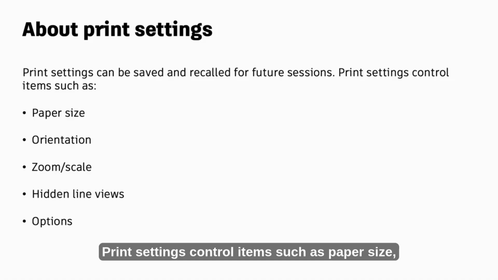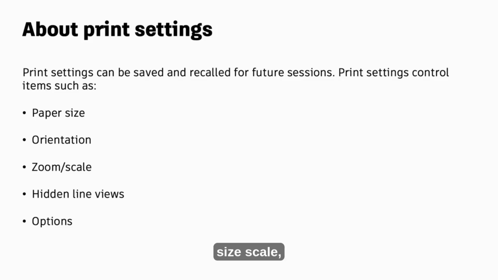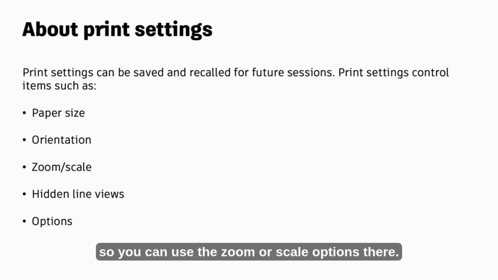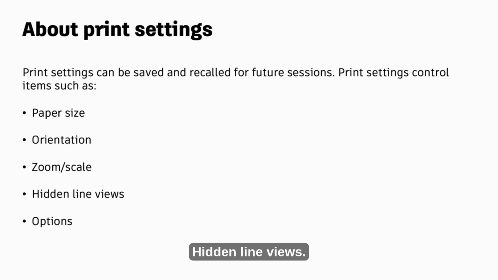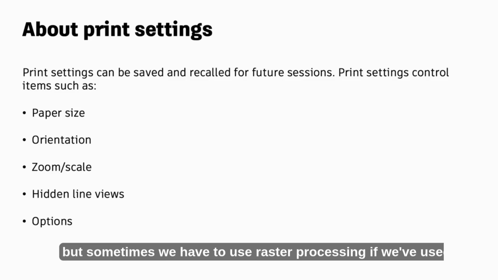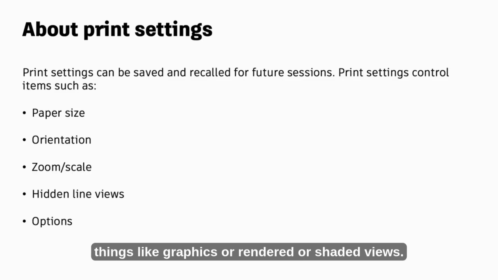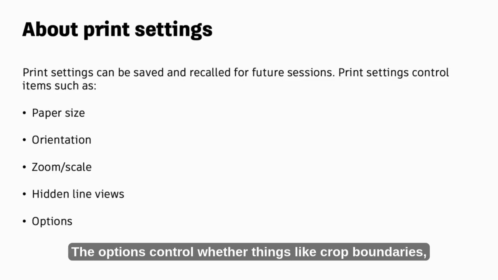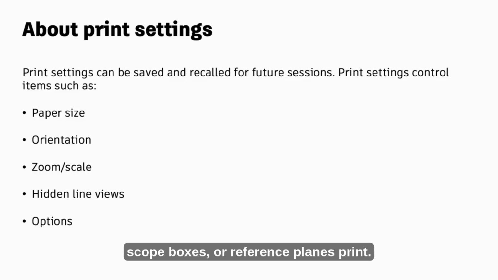Print settings control items such as paper size, for example, whether you want to use C, D, or E sheet sizes. The orientation of the print could be portrait or landscape. You may want to fit the page to 100% or half size scale, so you can use the zoom or scale options there. Hidden line views control whether vector or raster processing is utilized when printing. Vector processing improves performance, but sometimes we have to use raster processing if we've used things like graphics or rendered or shaded views. The options control whether things like crop boundaries, scope boxes, or reference planes print.